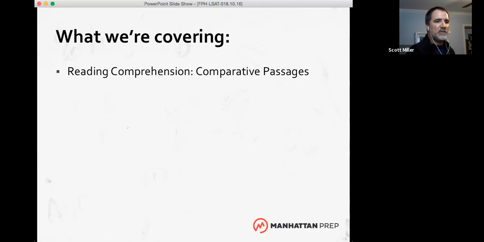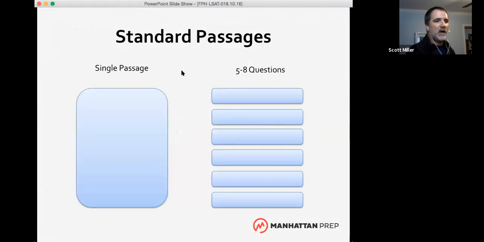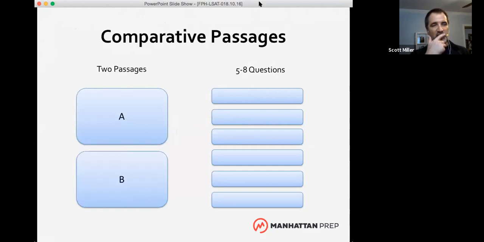Just to be clear on what we're talking about: a standard LSAT reading comprehension passage is a single passage, 3 to 5 paragraphs, usually somewhere between 500 and 700 words, with an accompanying set of 5 to 8 questions. With a comparative passage set, you've seen these before if you've been preparing, you have 2 passages, passage A and passage B, and again a set of 5 to 8 accompanying questions.